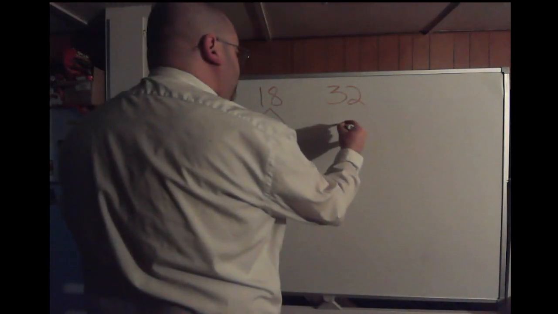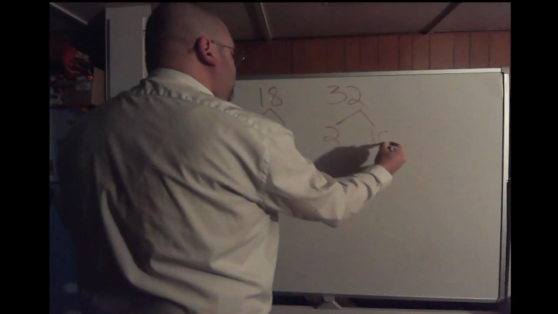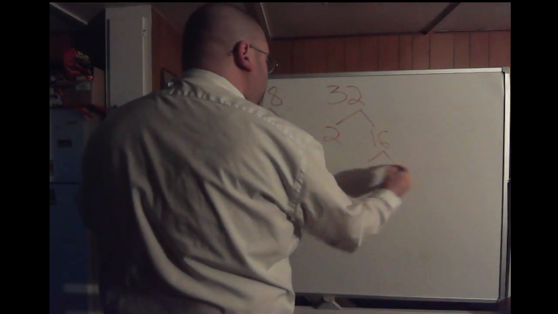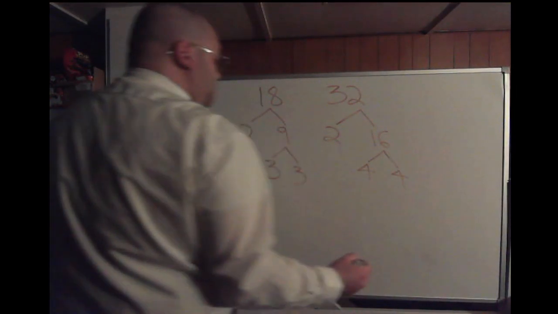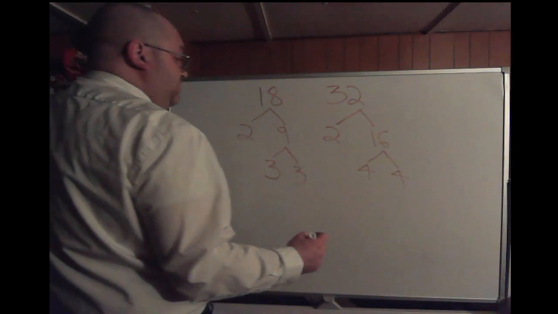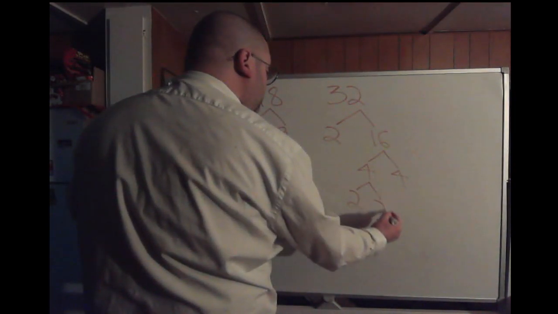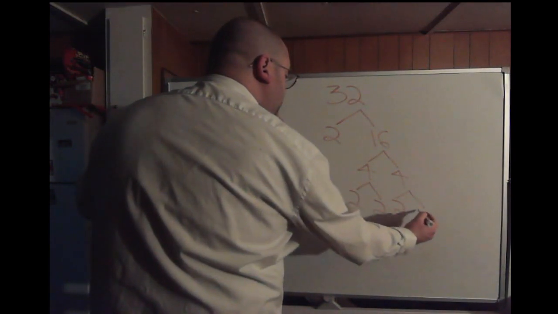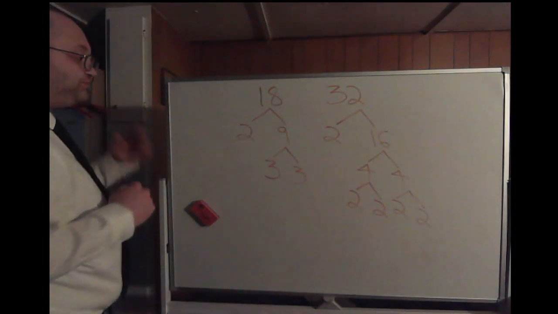Let's factor 32. You'll have 2 and 16. 2 breaks down no further, but 16 breaks down into 4 and 4. Okay. Well, 4's break down into 2 and 2. Alright, now we've prime factored 32.